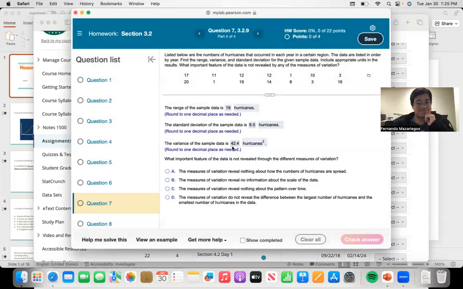So there we go. And then they ask us what important feature of the data is not revealed through the different measures of variation. Option A, the measures of variation reveal nothing about how the numbers of hurricanes are spread. It's false. That's exactly what they do. Option B, the measures of variation reveal no information about the scale of the data. That's false because we have units. Option C, the measures of variation reveal nothing about the pattern over time.